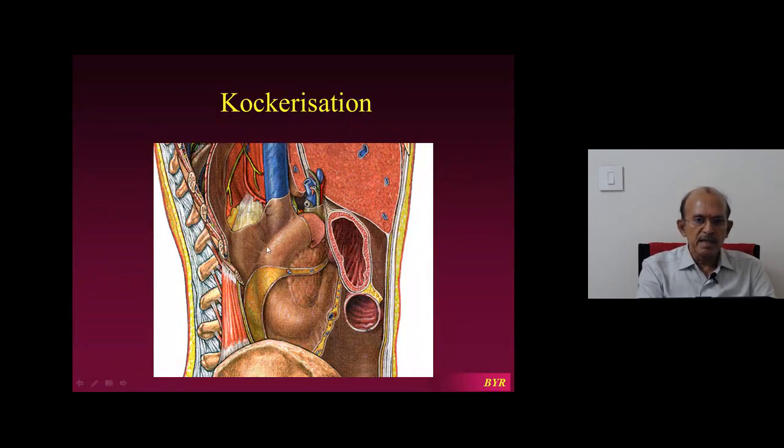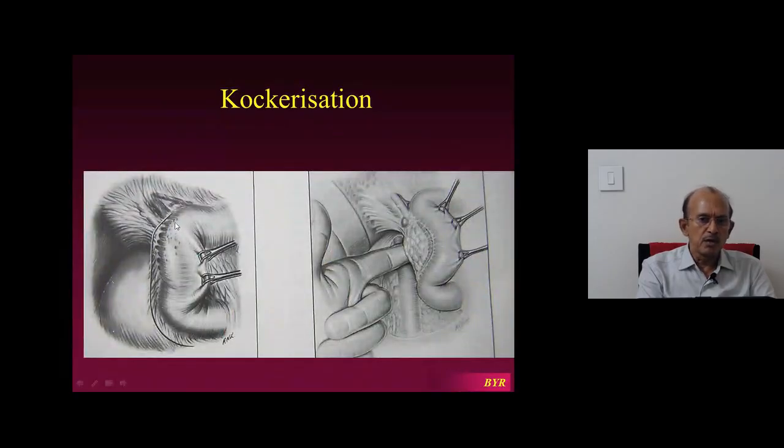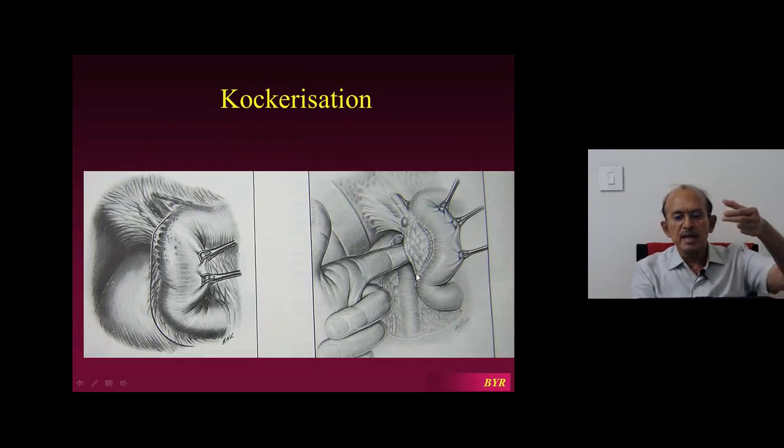Then you incise at the convex border of the duodenum. This is called Kocherization. So with that, what happens? The duodenum can be mobilized. Once you incise this peritoneum, you can separate the duodenum and pancreas from the posterior abdominal wall. So once the duodenum is there in your hand, it is easy to maneuver it.